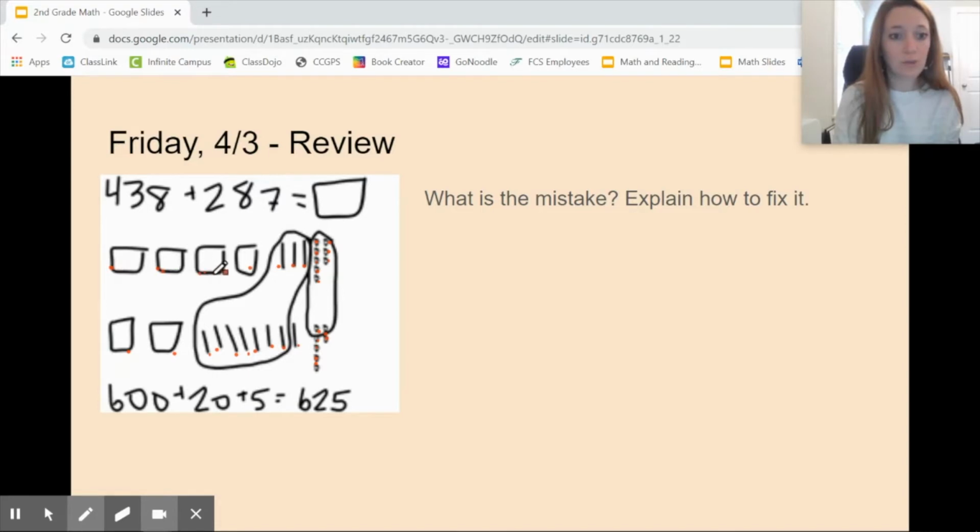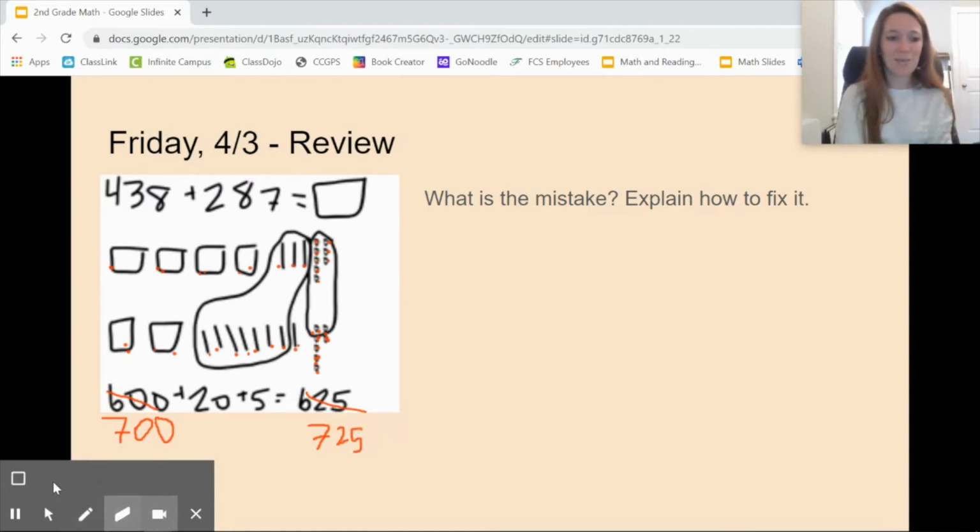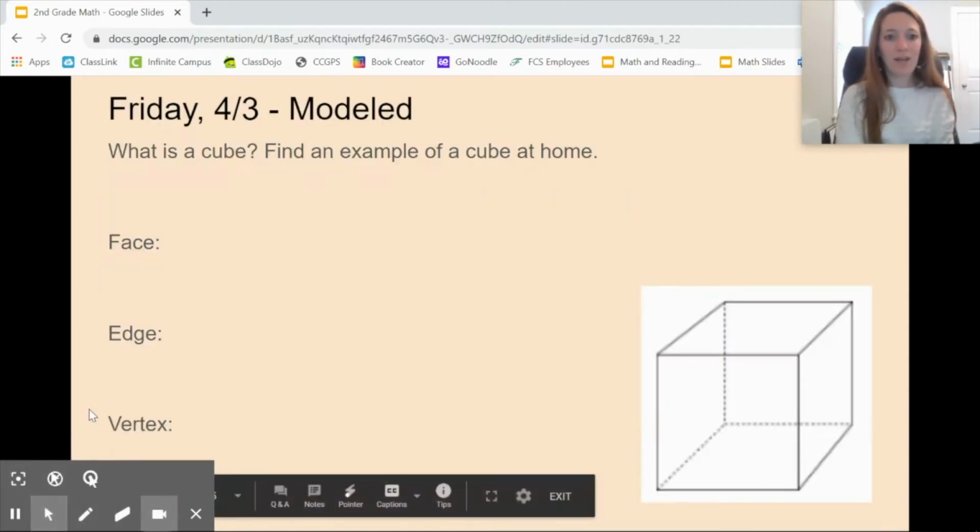100, 200, 300, 400, 500, 600, 700, 710, 720, 721, 22, 23, 24, 25. Okay, so it looks like what happened was they forgot to count the regrouped 100 when they were counting. So it's not 600, it's actually 700. So which means it's not 625, it's 725. Awesome.